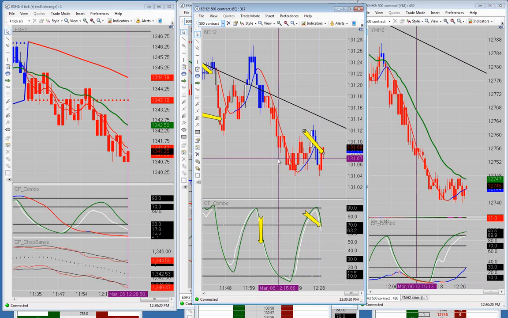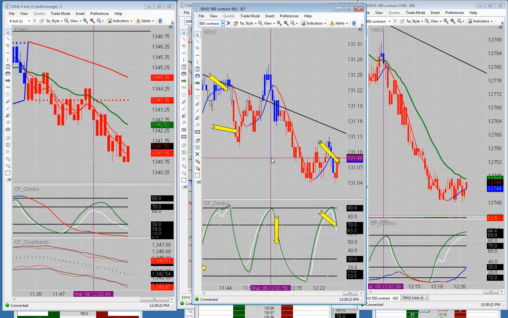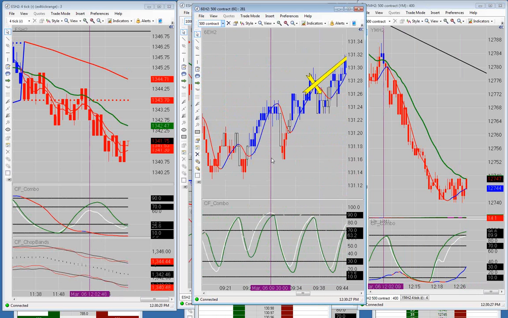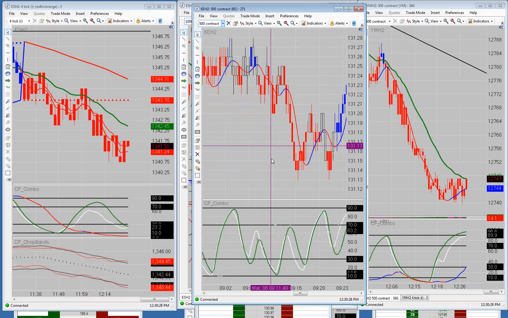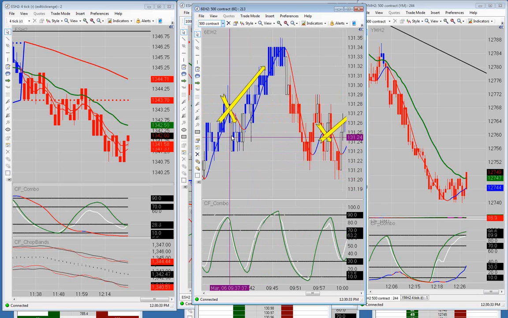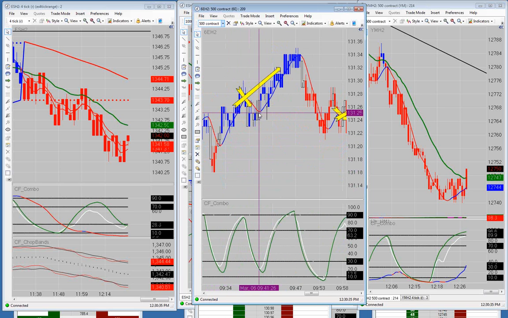Short right here. My risk is going to be up here, but for the record right now, let me just go through the trade setups that happened this morning. I didn't take all the yellow trades. I did take quite a few of them, didn't I? All right, so here's what we were looking for.